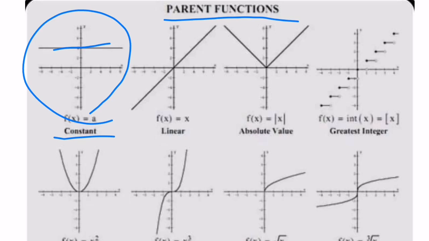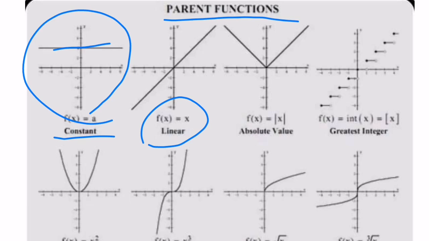The second one is the linear function or identity function. The identity function is expressed as f of x equal to x. The graph of the identity function or linear function is a straight line passing through the origin.